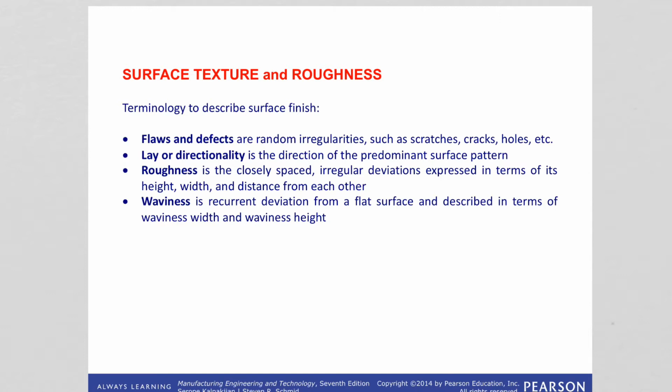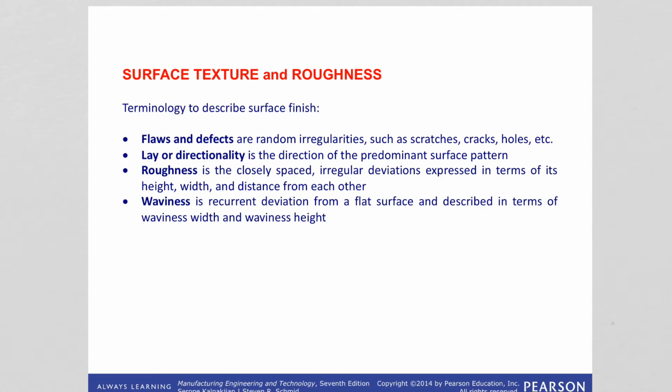So roughness is small, finely spaced deviations from nominal surface that are determined by the material characteristics and the process that form the surface. It is closely spaced, irregular deviations on a small scale and expressed in terms of its height, width, and distance from each other along the surface.